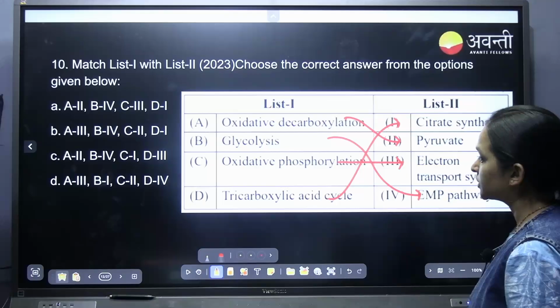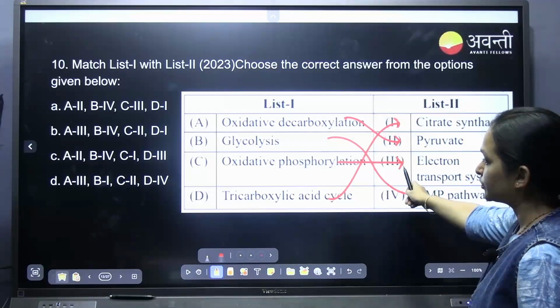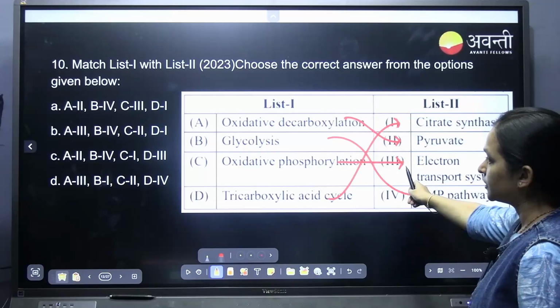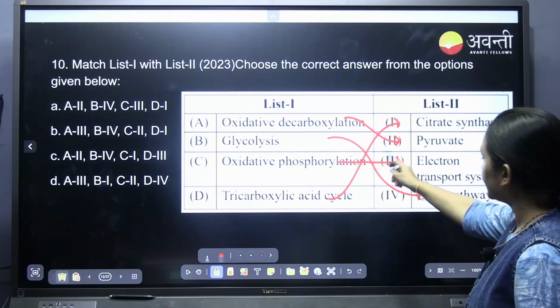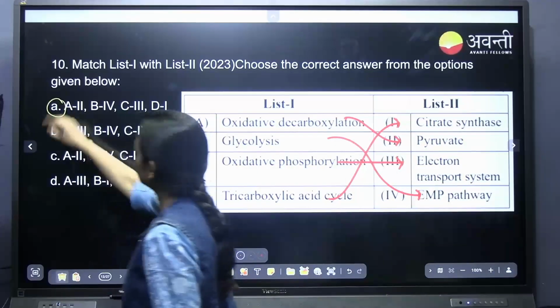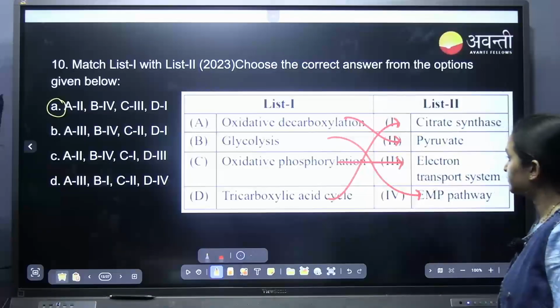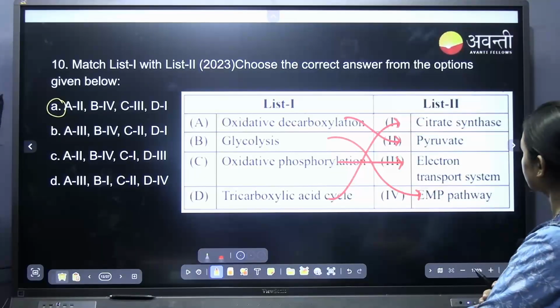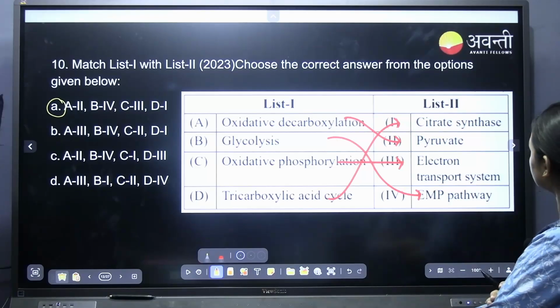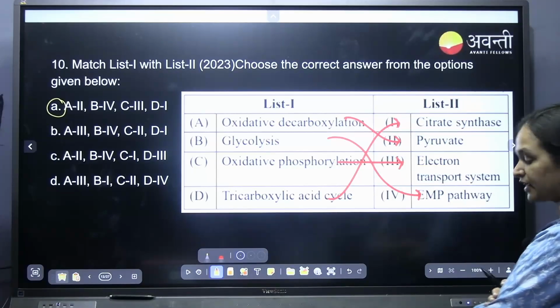A2, B4, C3 and D1 is the correct answer. Any doubts?